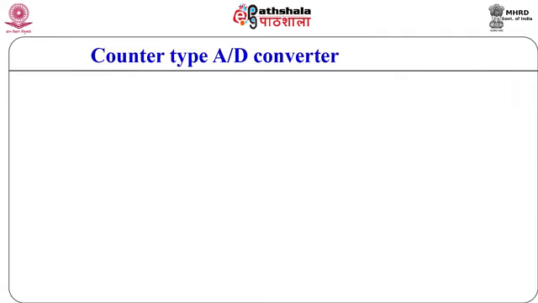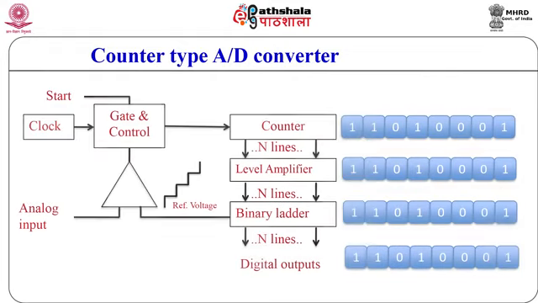Figure shows the block diagram of counter type ADC. As shown in the figure, it contains a comparator, a clock, a gate and control circuit, a counter, a level amplifier, and a binary ladder. The output of the binary ladder is a variable reference voltage given to the input of the comparator.